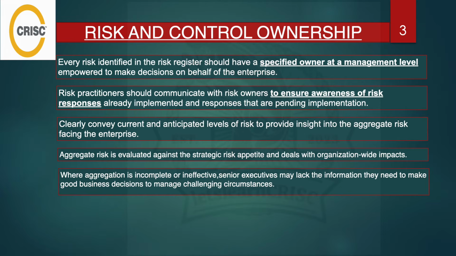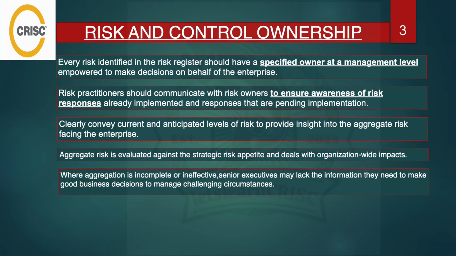Examples such as limited visibility, right? Friends, incomplete aggregation of risk data means not all relevant risks are captured and addressed. This limited visibility can lead to blind spots where certain risks go unnoticed, making it difficult for senior executives to grasp the full risk landscape. Right? Similarly, it can cause risk misalignment. Friends, ineffective aggregation may result in risks being assessed in isolation rather than in the context of their potential impact on the organization's strategic objectives. This can lead to misalignment between risk management efforts and business goals.